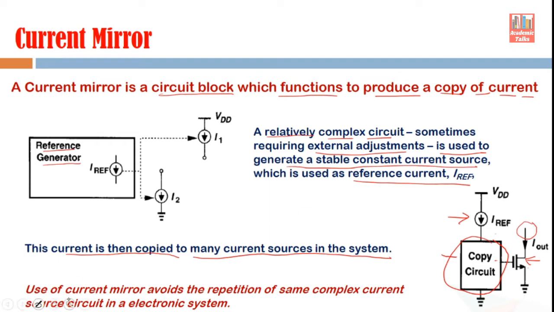So, in summary, if we use a current mirror, then we can avoid the repetition of the same complex current source circuit in an electronic system. Basically, the repetition of a complex circuit is avoided with the help of this mirroring circuit.